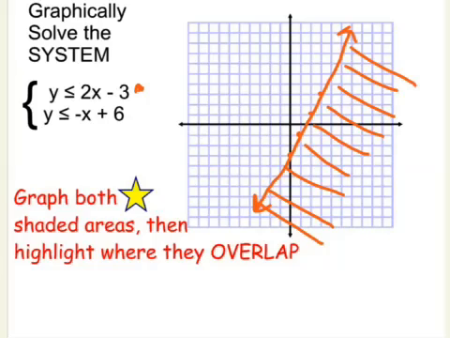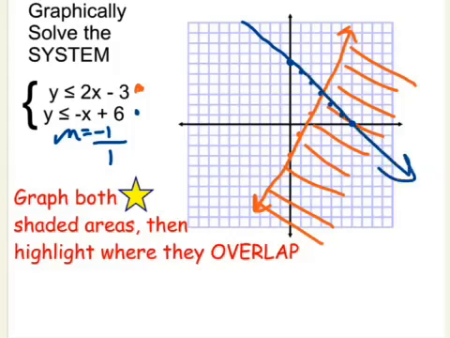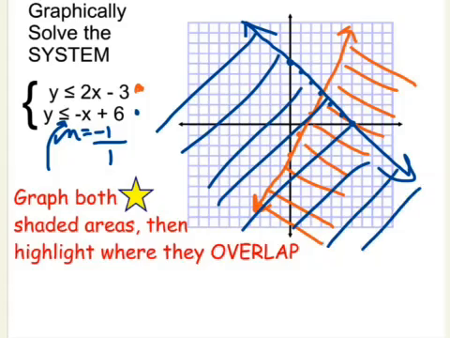I'm now going to change colors. Let's do blue for the other one. We go up 6 and we put a dot, and then the slope on the second one is -1. That means down 1 over 1. And once again we do a solid line, and the 0, 0 test this time passes, and it says less than, so we shade under the line. Okay.